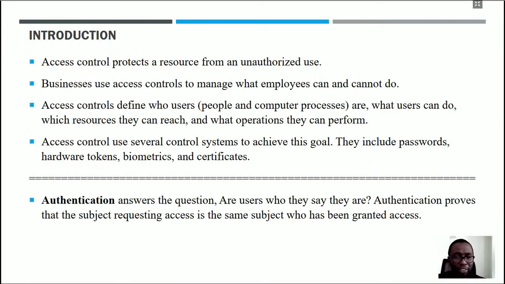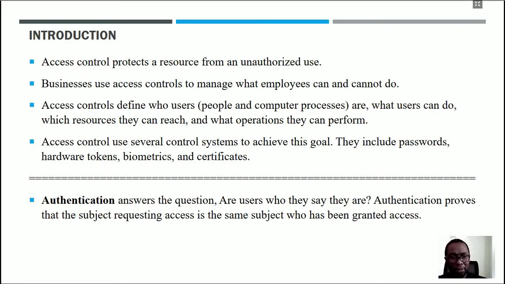Now, access control generally will protect resources from unauthorized use, and businesses and organizations would use access controls to manage what employees can do and cannot do, can access, cannot access, or can perform or cannot perform. And these controls would define who, for example, people and computer processes are, and what they can do, and how far they can perform some operations. So access controls use several control systems to achieve this goal. It can be a password or a hardware token or some certificates or some biometrics and many other things. These are a part of the access control systems that are being used.